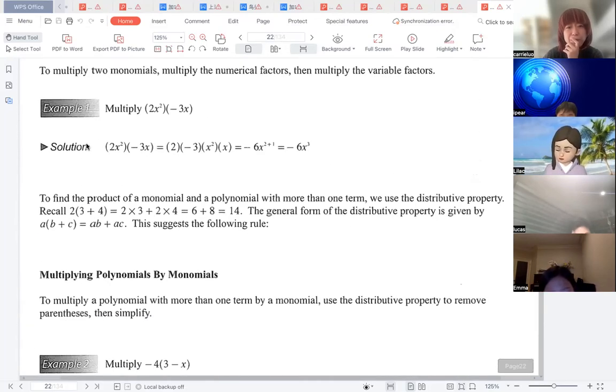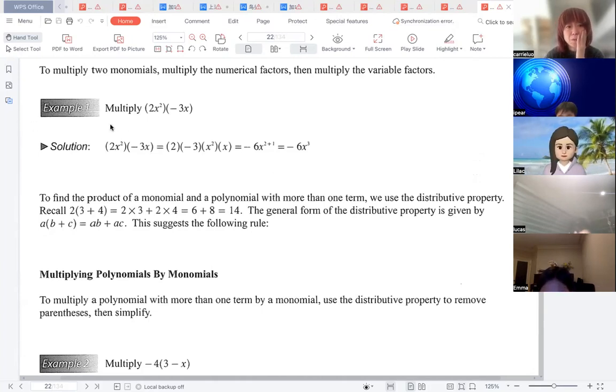So we're going to take a look at the multiplying. This is very easy as well, okay? So everybody, when you multiply two polynomials, remember number times number, variable times variable. So 2 times -3 equals -6. x squared times x equals x power 3. Get it? Just one policy. Number times number, variable times variable.